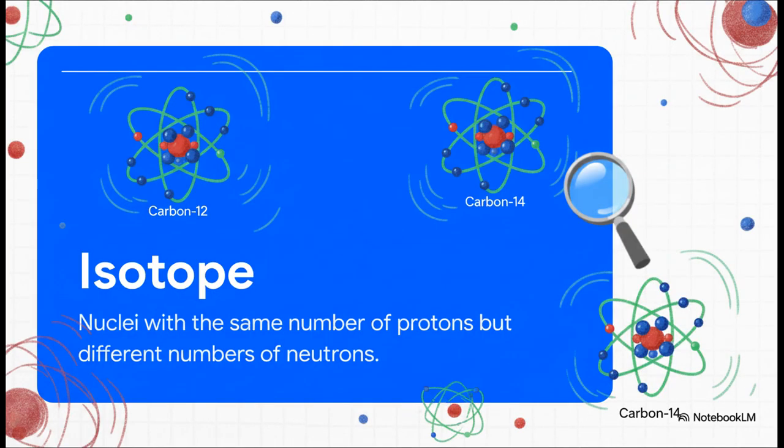Okay, so what if you mess with that recipe a bit? What happens if you add a couple more neutrons? Well, the number of protons doesn't change, so the atomic number, that 6, stays the same. It's still carbon. But the mass number up top gets bigger, and that's what we call an isotope. A perfect example is carbon-14. It's got the same 6 protons, but it has 8 neutrons instead of 6.